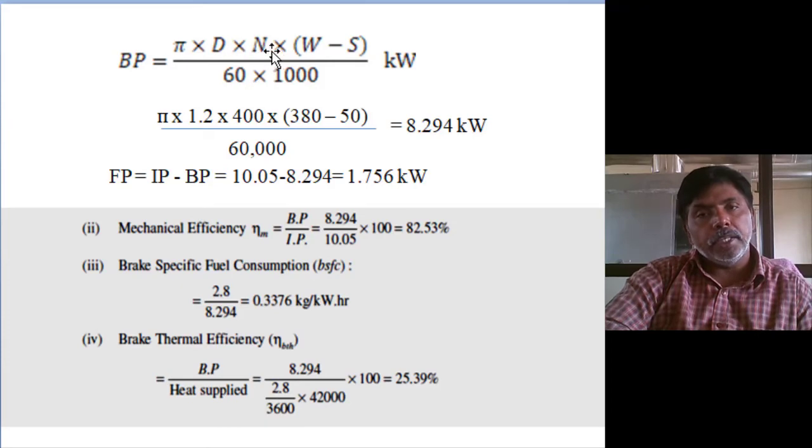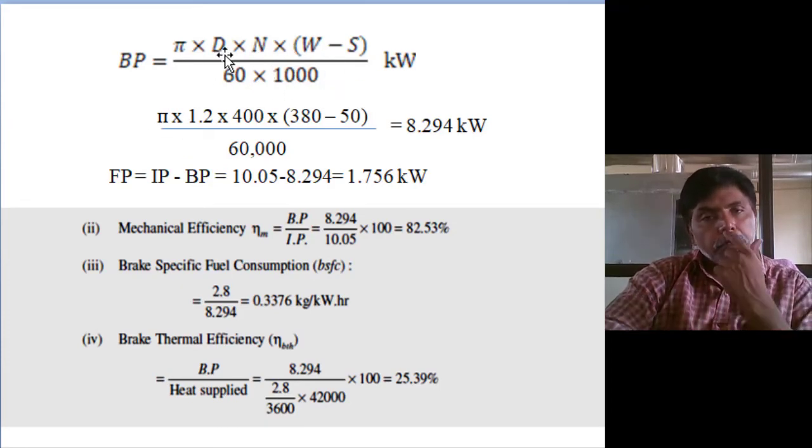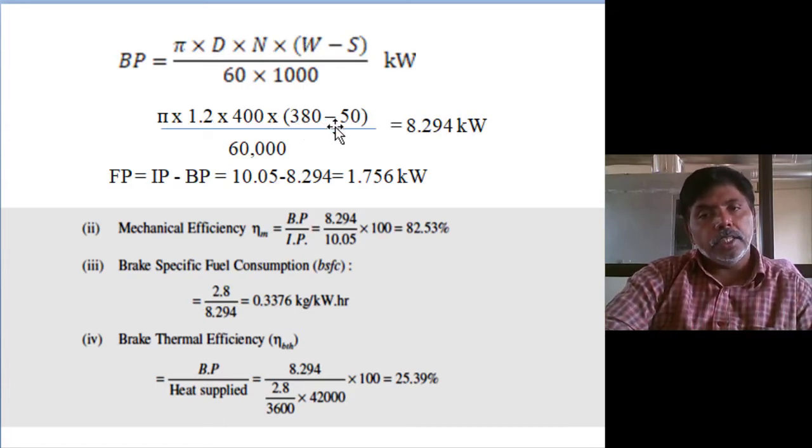Then brake power is pi D N into (W minus S) divided by 60 into 1000. Here also pi into diameter of the drum 1.2 meters, speed 400 rpm, dead weight 380 and spring balance 50, divided by 60,000. You get the brake power as 8.294 kilowatts. Then friction power equals indicated power minus brake power: 10.05 minus 8.294, which equals 1.756 kilowatts.